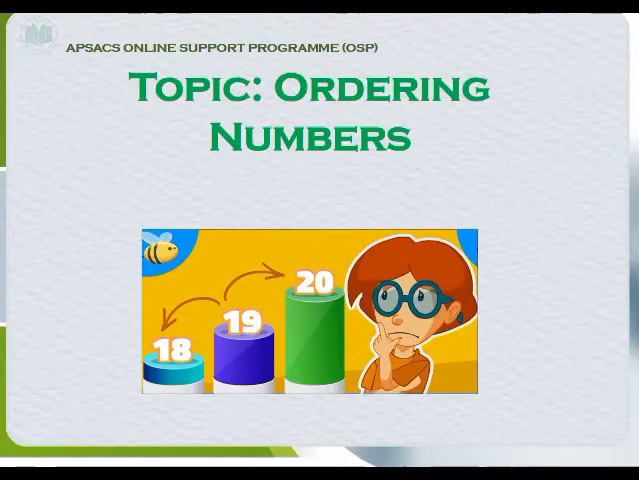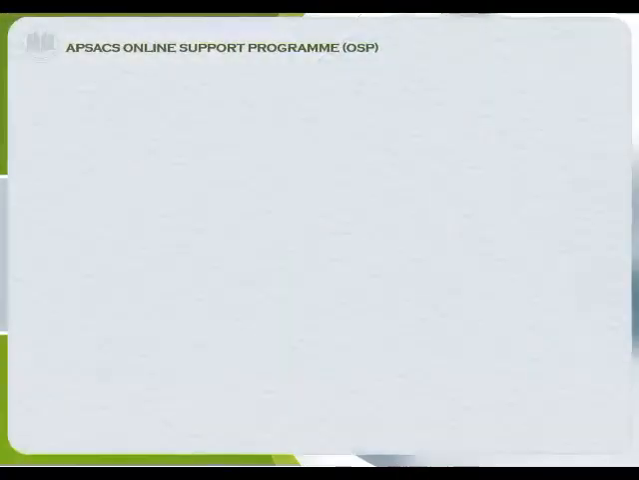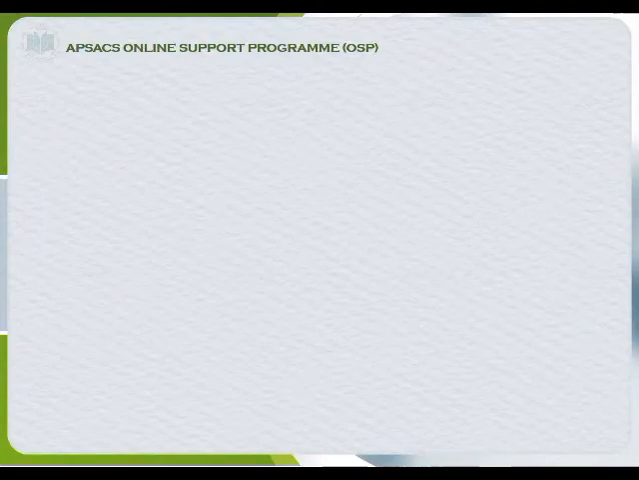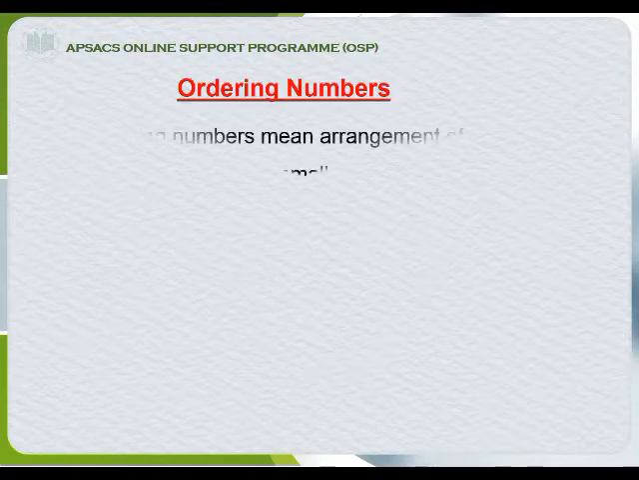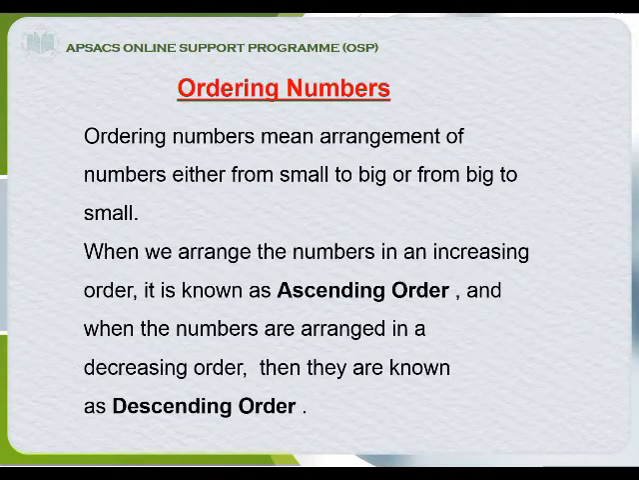Now students, let's move towards another topic, that is ordering numbers. Now students, what are ordering numbers? Ordering number means arrangement of numbers either from small to big or from big to small. When we arrange the numbers in an increasing order, it is known as ascending order. And when the numbers are arranged in decreasing order, then they are known as descending order.